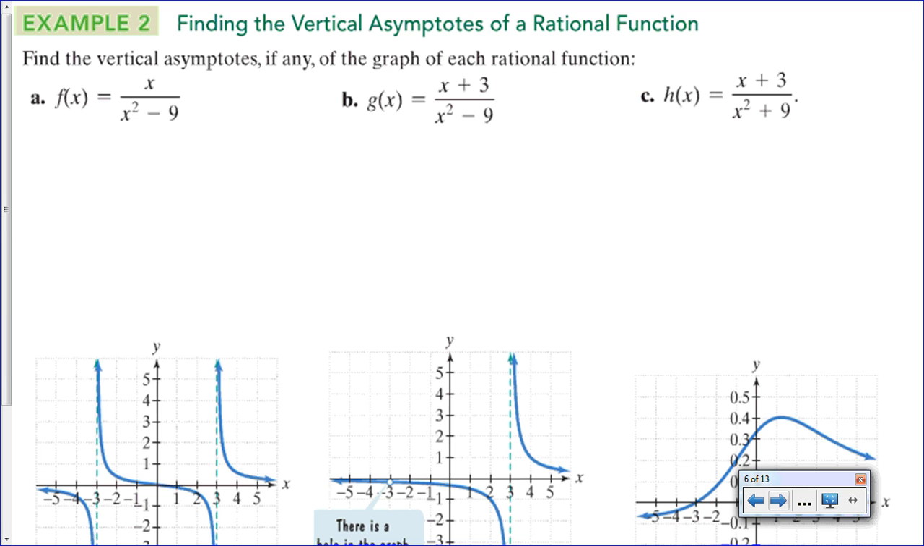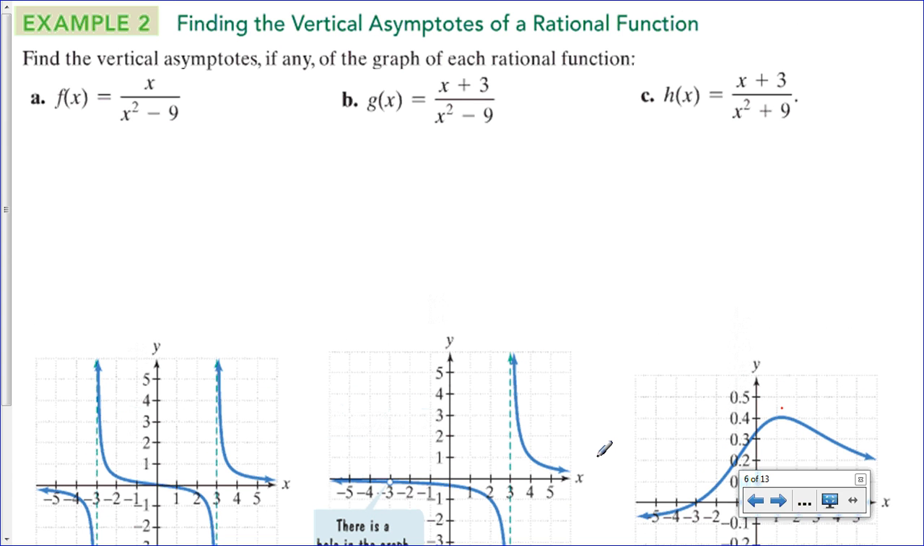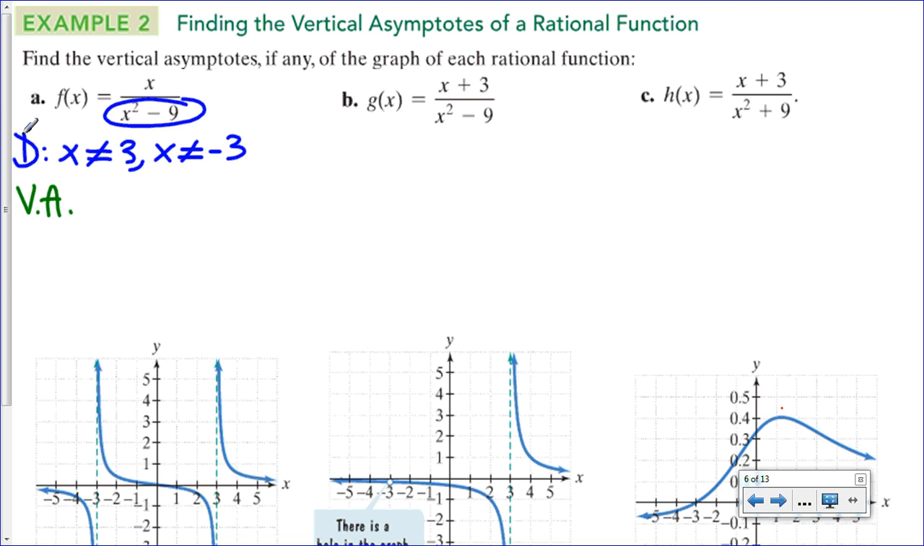So let's go to the next slide. And we have three different functions here. I already have the graphs for you. So you can see example A is going to have two vertical asymptotes. Example B only has one. And example C has none. Okay, so remember for the domain, for this particular function, the two restrictions that we had were 3 and negative 3. And this is the same problem that we did at the beginning for domain. So those same numbers that you are restricting from the domain are going to form your vertical asymptotes. So x is equal to 3, and x is equal to negative 3.